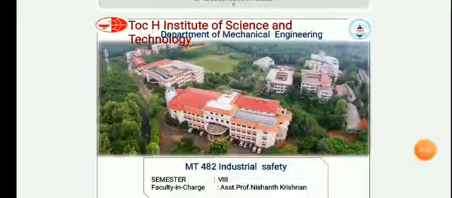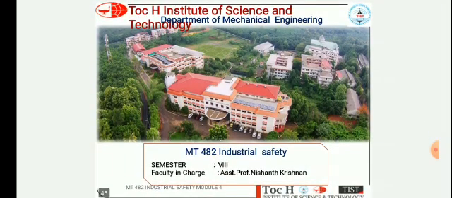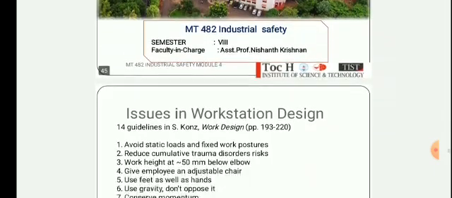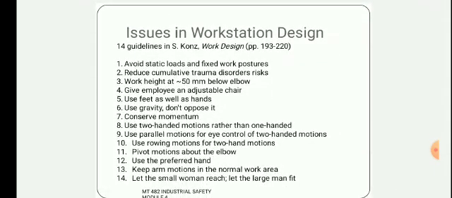Hi all, today I am going to give you a video lecture on the concept of workplace design. This is a topic from industrial safety. Before addressing the concept of workplace design, we should address the issues in workstation design. These issues or guidelines are given in a book written by Sanders. Okay, then what are the issues?